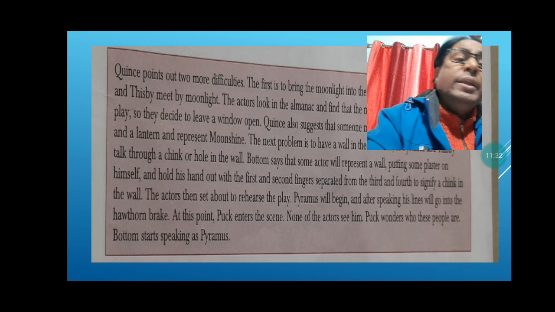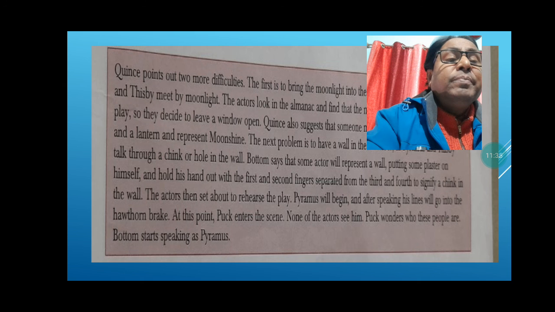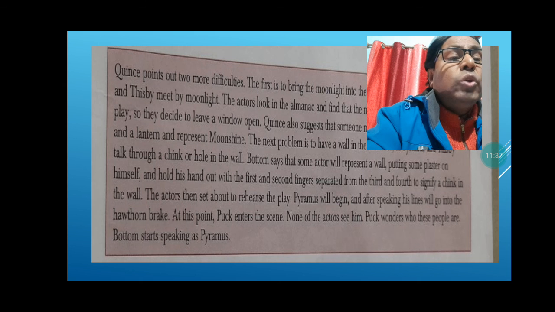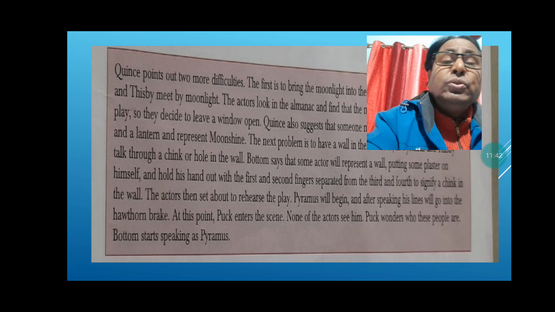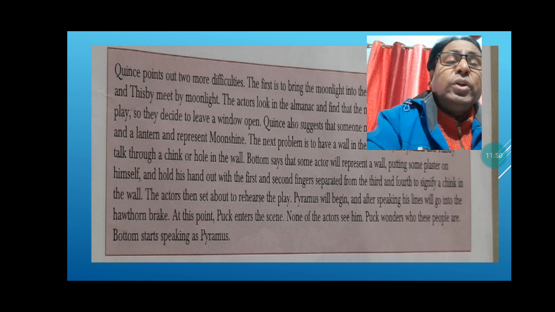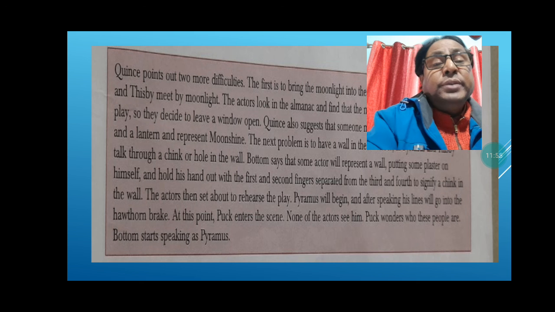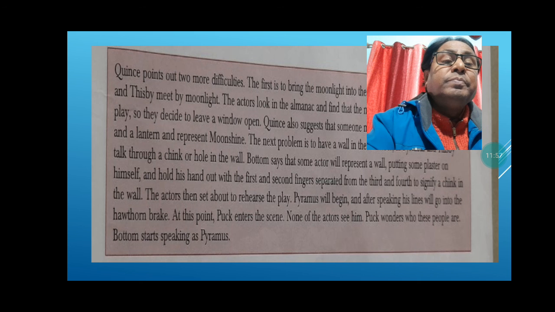Pyramus will begin, and after speaking his lines will go into the hawthorn brake. I have already introduced you to what hawthorn is. It is a thorny bush only, and they had decided to use that hawthorn brake as a green room. At this point, Puck enters the scene. None of the actors see him. When Puck enters, nobody notices him.